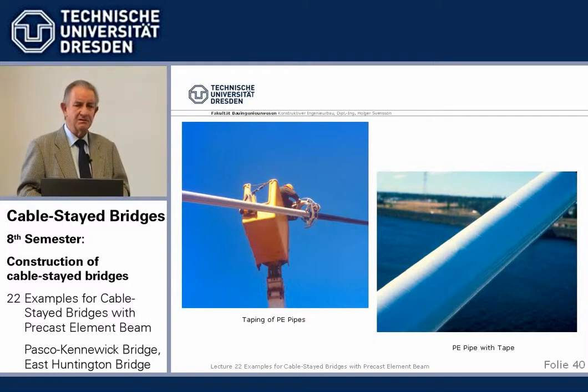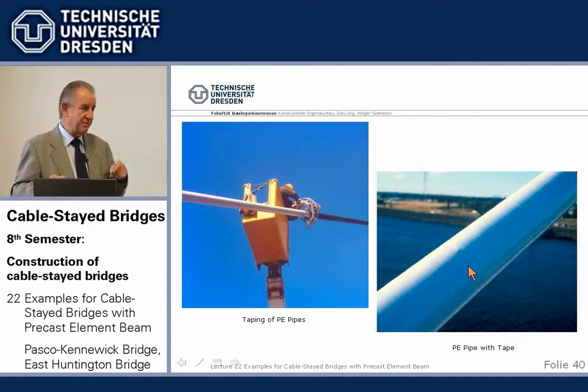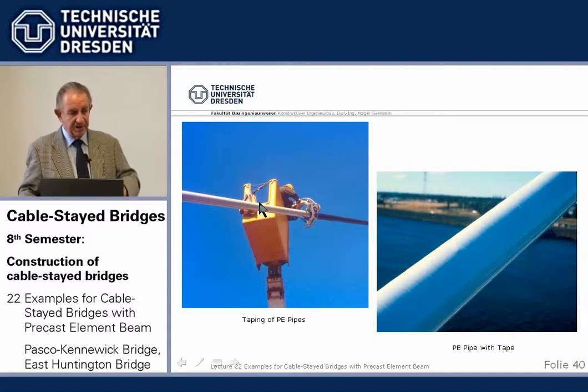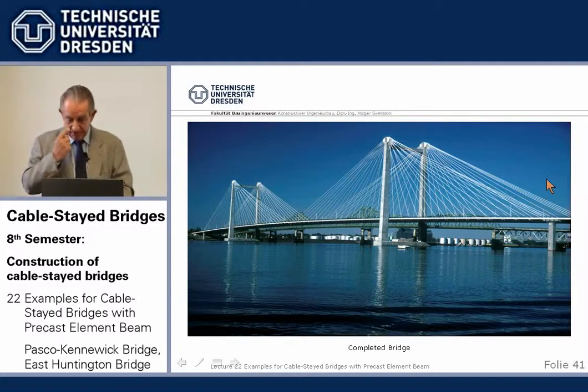Now, many people say black is beautiful, but some say rather I have some light. So it was decided we want light, near white stay cables. You cannot paint them because PE is chemically inert, träge. No paint sticks to PE, it flakes off. So what we came up with was a tape overlapping 50% which sticks on itself. And this was then used, and we had the beautiful white cables, and that's the completed bridge.